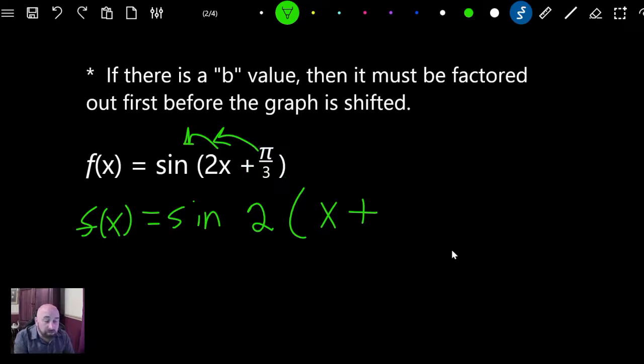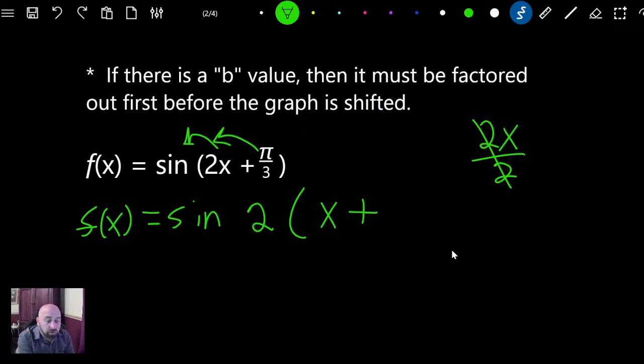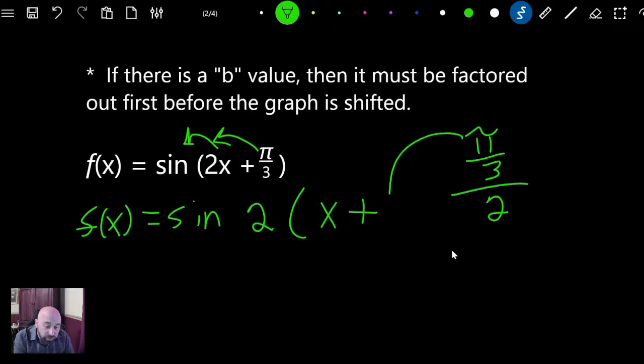Well, that's the question. How did we factor the 2 out? What is factoring? Factoring is dividing, right? So how did we get that factored out? We did 2x divided by 2, and that cancels, and we have the x here, and this 2 that canceled comes outside, okay? So what we need to do is the same exact process with this pi over 3. Pi over 3 divided by 2, okay? And whatever comes out there is going to go there, and then that 2 factors out to there. That's what's going on.